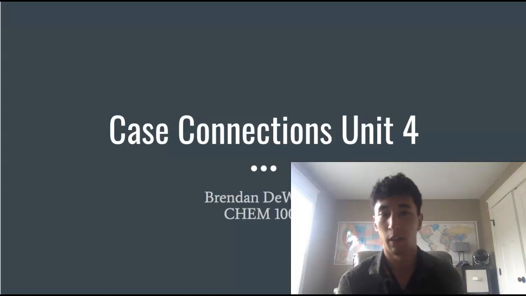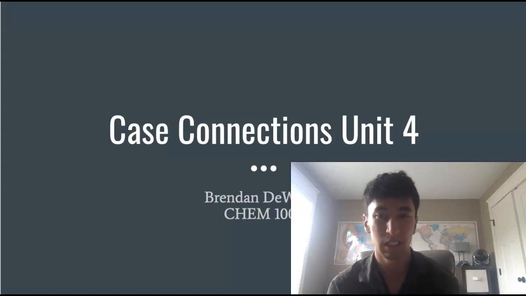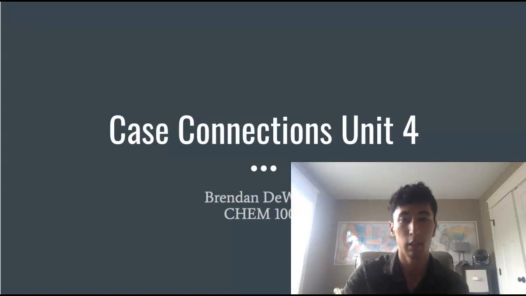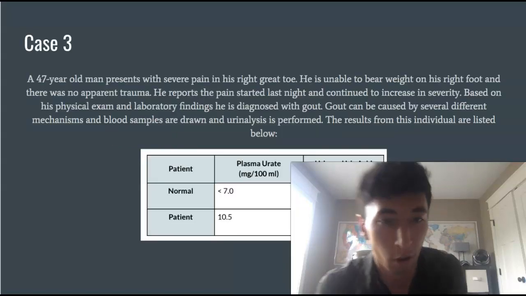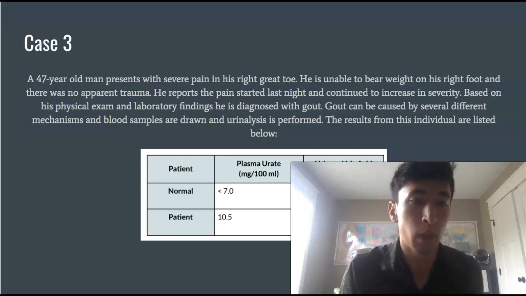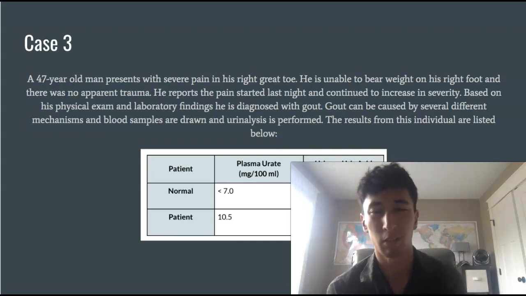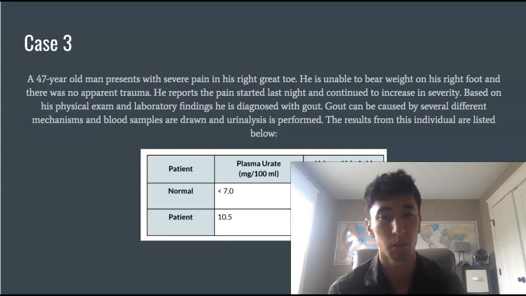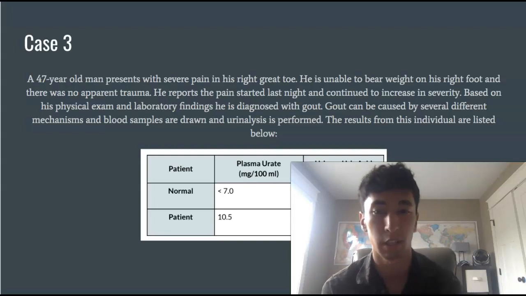In Case 3, the 47-year-old man was admitted to the ER due to toe pain, causing him to be unable to bear weight in his great right toe, and he reports that the pain started last night. Upon further investigation with the full physical exam and laboratory samples, the man received a gout diagnosis.